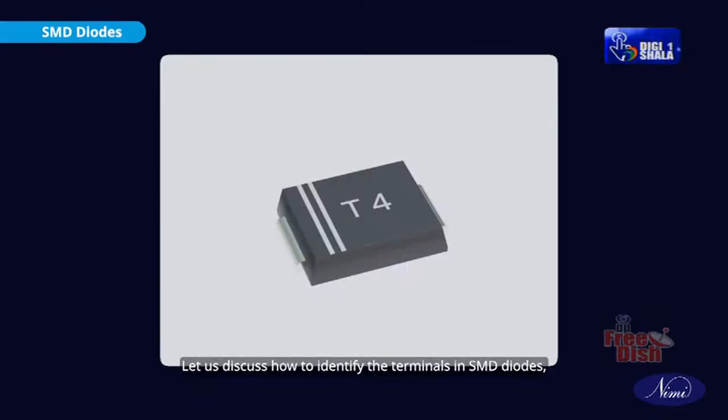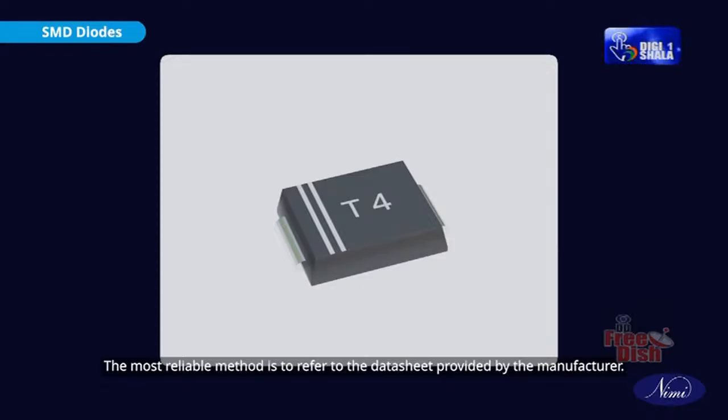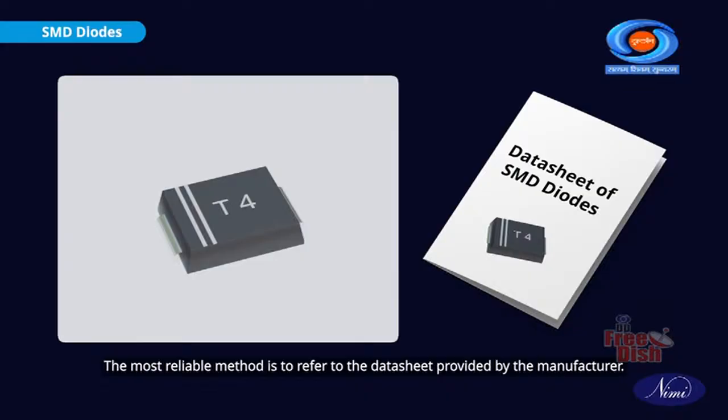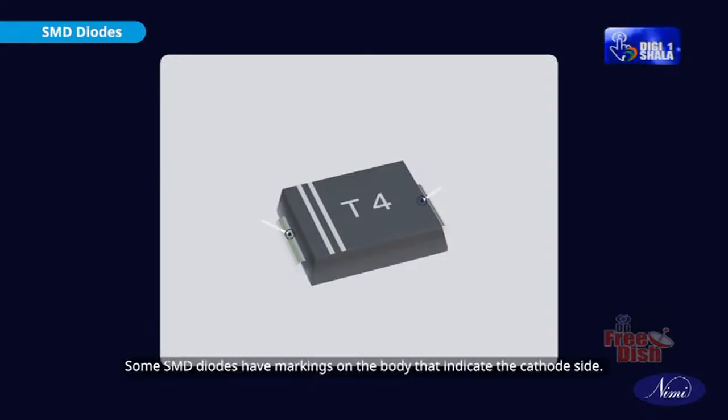Let us discuss how to identify the terminals in SMD diodes, like the anode and cathode. The most reliable method is to refer to the data sheet provided by the manufacturer. Some SMD diodes have markings on the body that indicate the cathode side.